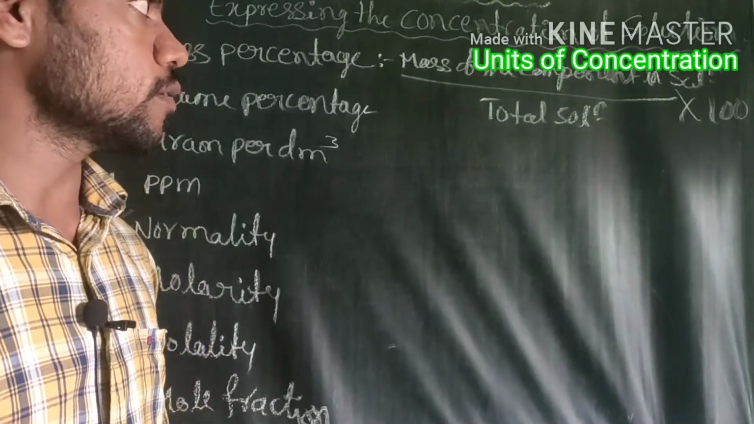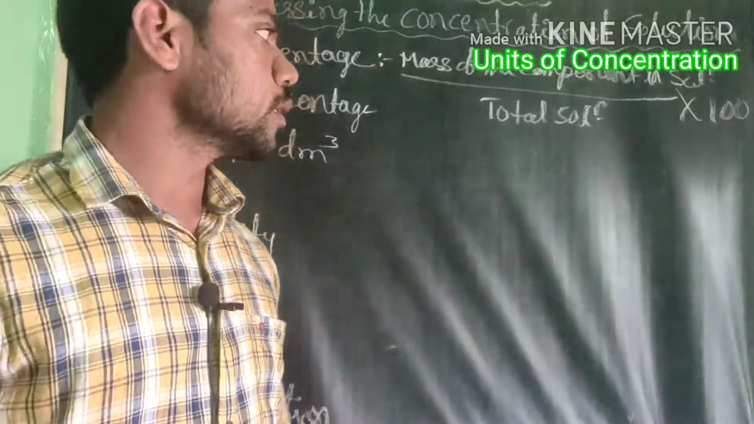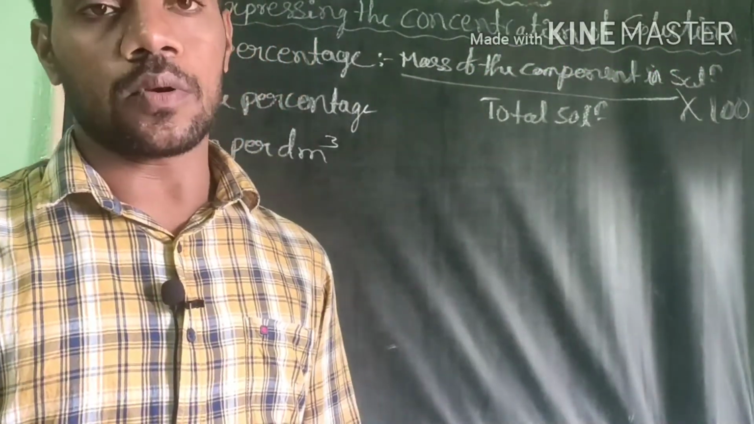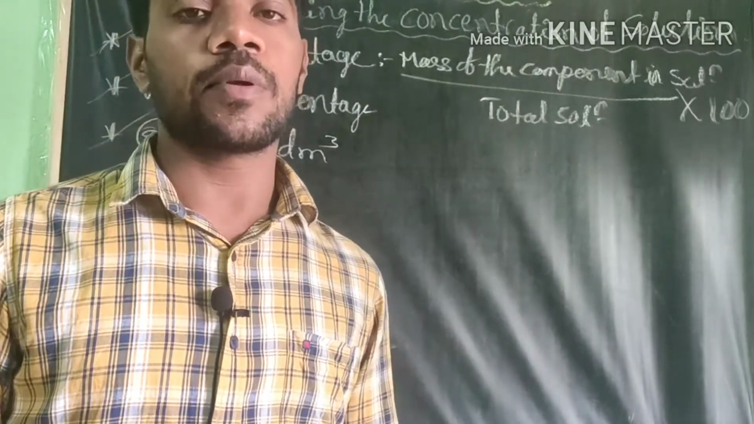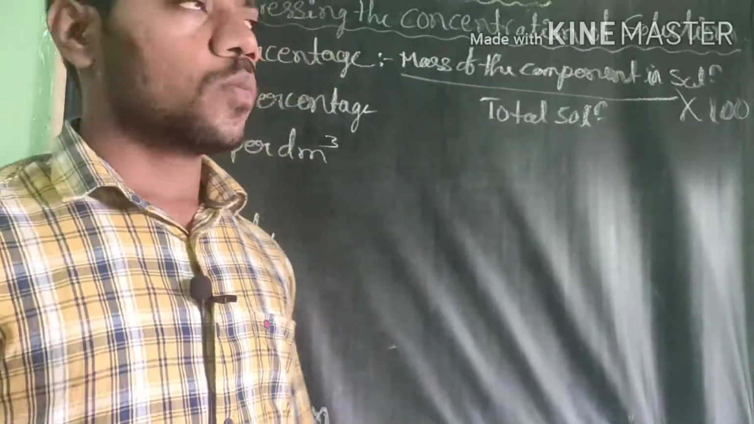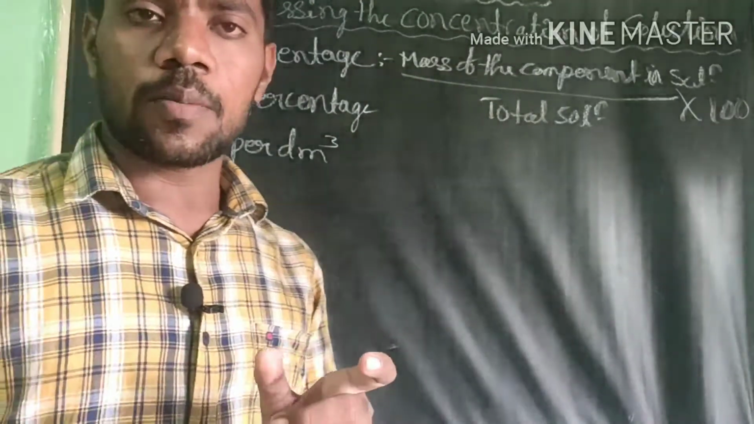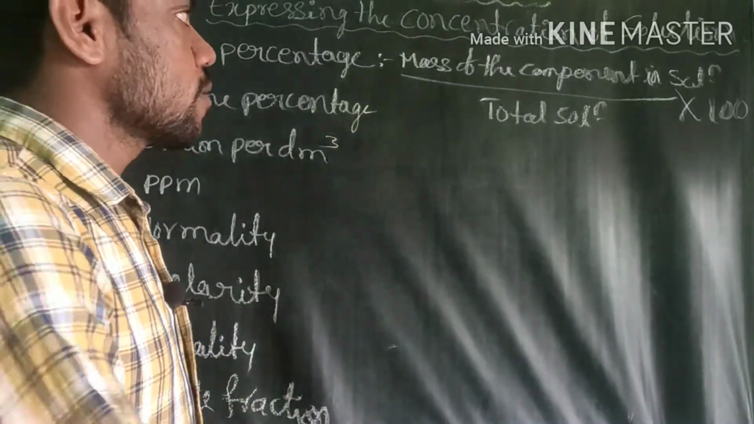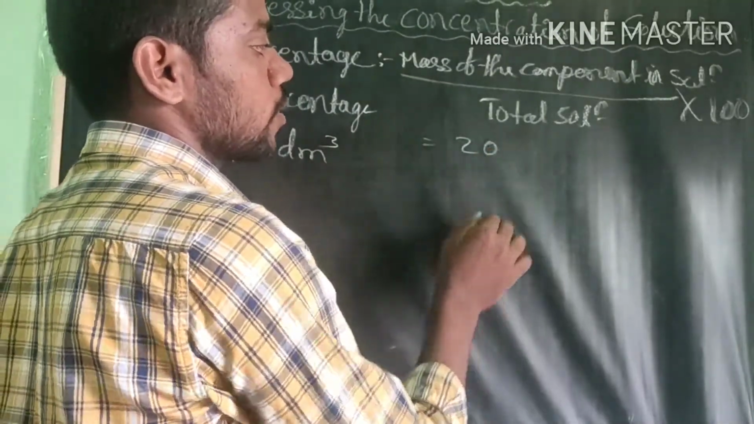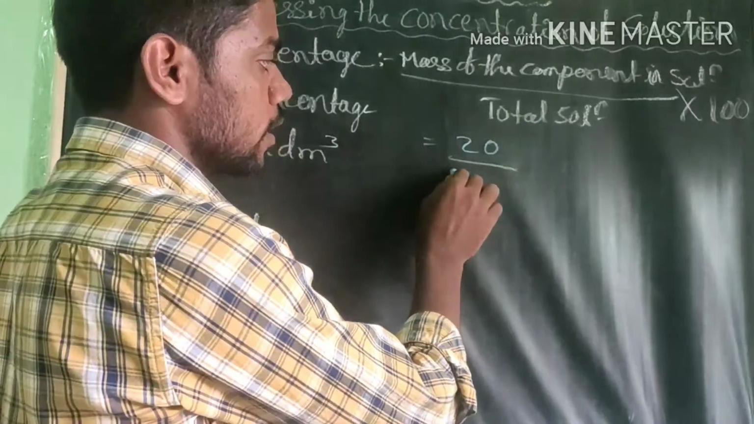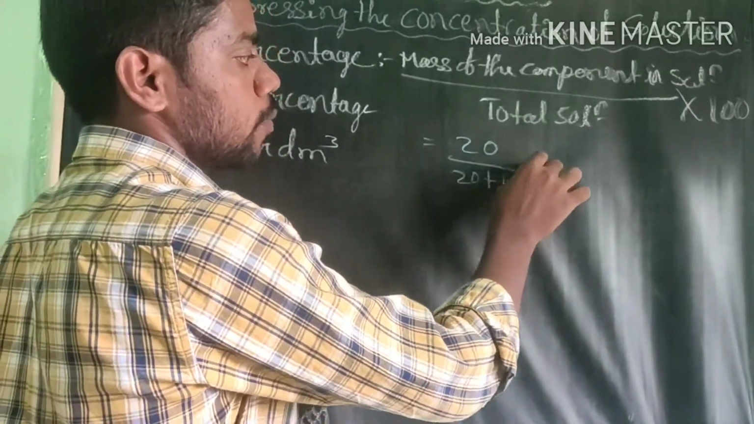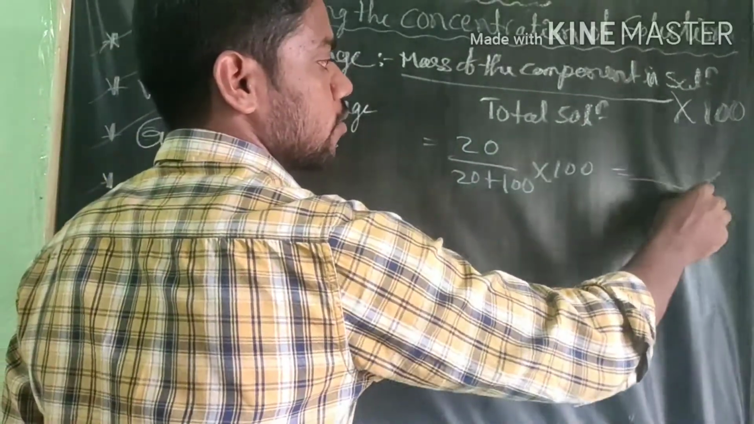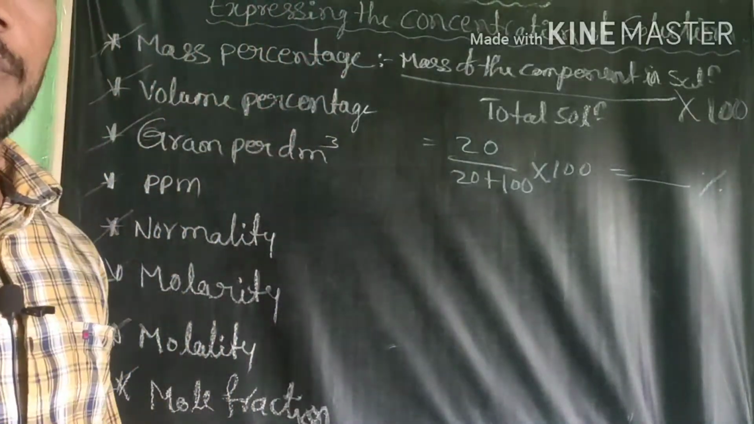How we will calculate? First, I will tell you. For example, 20 gram of sodium chloride in 100 ml of water. What is its mass percentage? You see here the mass of component, therefore 20 gram of sodium chloride. Total is 100 ml of water plus 20 sodium chloride, therefore into 100. In this way we are finding the mass percentage. To calculate this, we have to put the percentage. This is what mass percentage calculation.